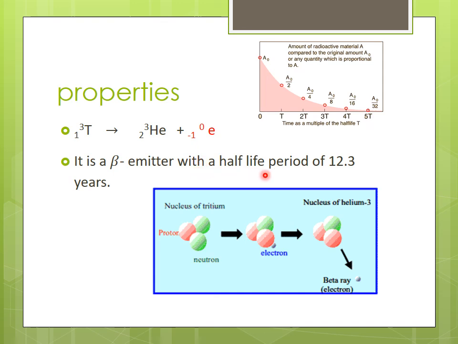The next one is the half-life period. Tritium has a half-life period of 12.3 years. So what is half-life period? The time required to disintegrate 1/2 of its original substance. That is, if you are taking 100 gram, how much time is required to disintegrate 100 into 50? That is, A0 is the initial concentration. The time required to convert A0 into A0 divided by 2, so that is half-life T. The next, 2T, is nothing but A0 by 4. 3T is A0 by 8. Then it is 16 and 32. So that's called the half-life period. So the half-life period of tritium is 12.3 years.